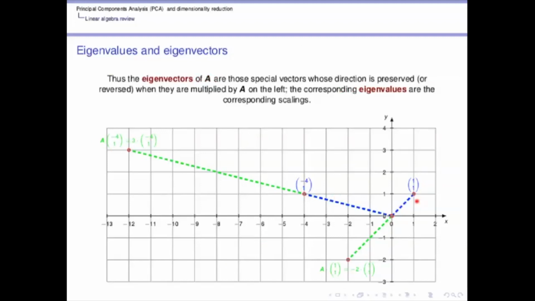And the other one, 1 and 1, if you apply the transformation A, it gets multiplied by -2, which you get over here. So by this transformation, nothing really happens in the direction of these vectors. It just gets longer or shorter.